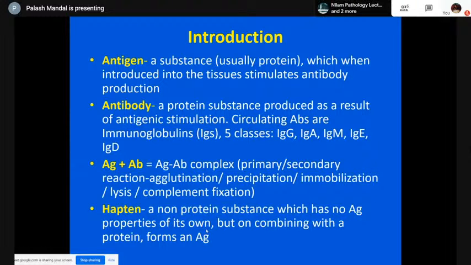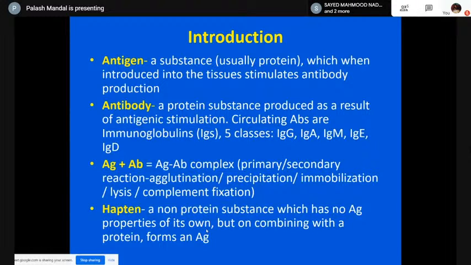Now there is a term called hapten. So what is hapten? It is a non-protein substance. You see, antigen and antibody have a protein component in them. So now what is a hapten? Hapten is a non-protein substance which has no antigenic properties of its own, but when it combines with a protein, it forms an antigen. So it's an incomplete antigen. If you have to remember it that way, it is an incomplete antigen.